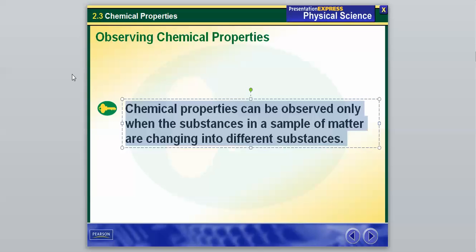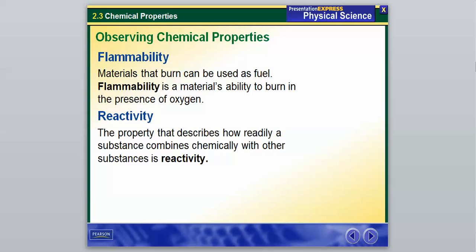So flammability is going to be our first one. Materials that burn can be used as fuel. Flammability is a material's ability to burn in the presence of oxygen. So I would definitely write down flammability. And if you did not know this, oxygen is highly flammable, and it is kind of the driving source behind any fires that we have. So flammability: a material's ability to burn in the presence of oxygen.